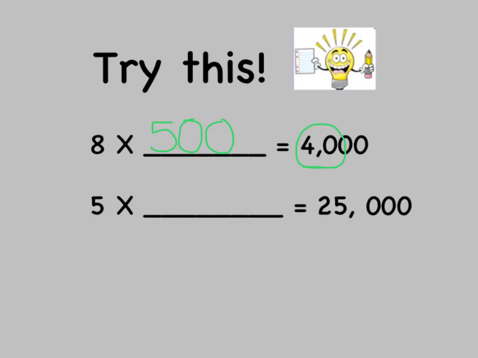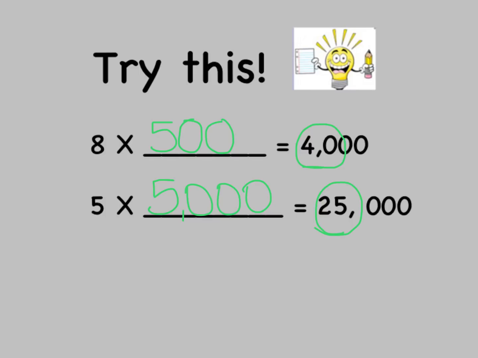Now, since that one was super easy for you as well, go ahead and try the second one. 5 times something is going to equal 25,000. Remember to use your basic fact. This is your basic fact. Go ahead and pause the video while you're working. Push play whenever you're ready to check your answer. I know you're going to do awesome.